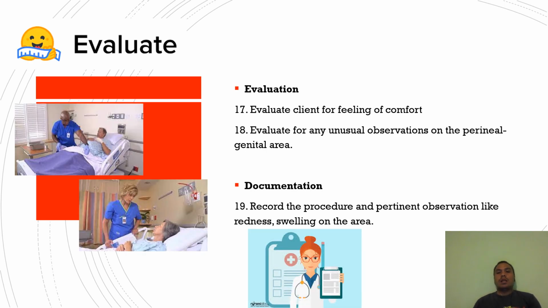And next one, we need to evaluate the clients for feelings of comfort. Some patients verbalize their feelings after the procedure. We also check if there are any unusual observations on the perineal area. And lastly, we need to document. Record the procedure and pertinent observations like redness and swelling on the area to provide accurate data on patient care. So these are the step by step procedures for perineal and genital care.